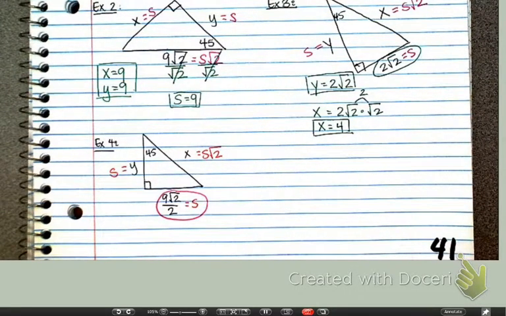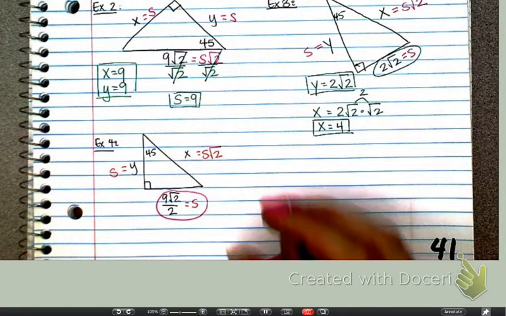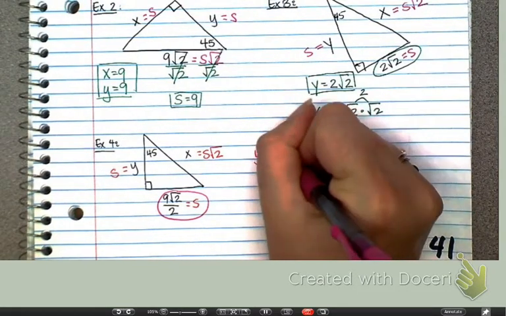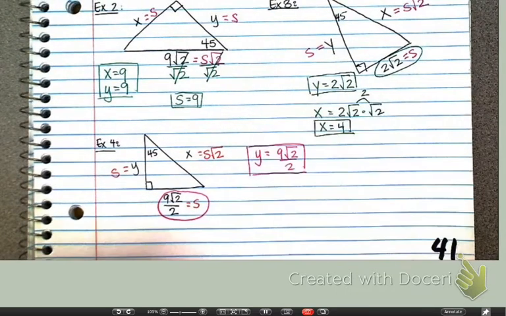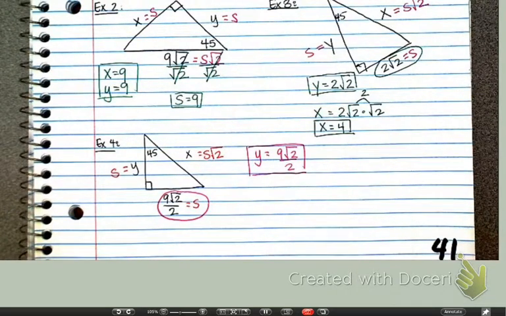Okay? I want you to solve for Y. Write down what Y equals. I want you to just write it down. What does Y equal? If you know what S is, what does Y equal? Okay, you should have gotten Y equals 9 radical 2 over 2 because Y equals S. Did you get that? Okay, now I want you to solve for X. What do you get for X? So plug S in and solve for X.